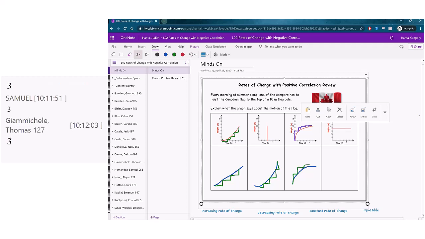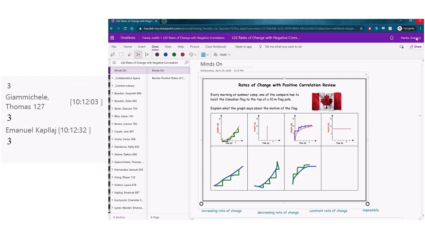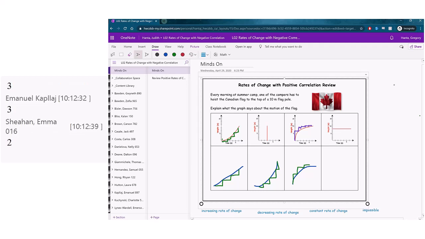So which of the 2 remaining now, 2 or 4, has a constant rate of change? So we know 3 was the decreasing rate of change. Which one has a constant rate of change? Now we just have 2 and 4.